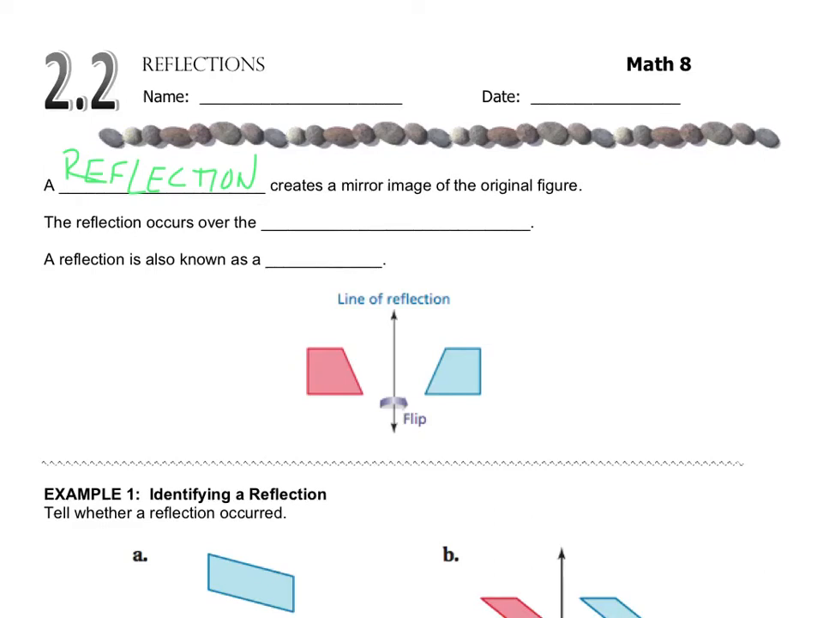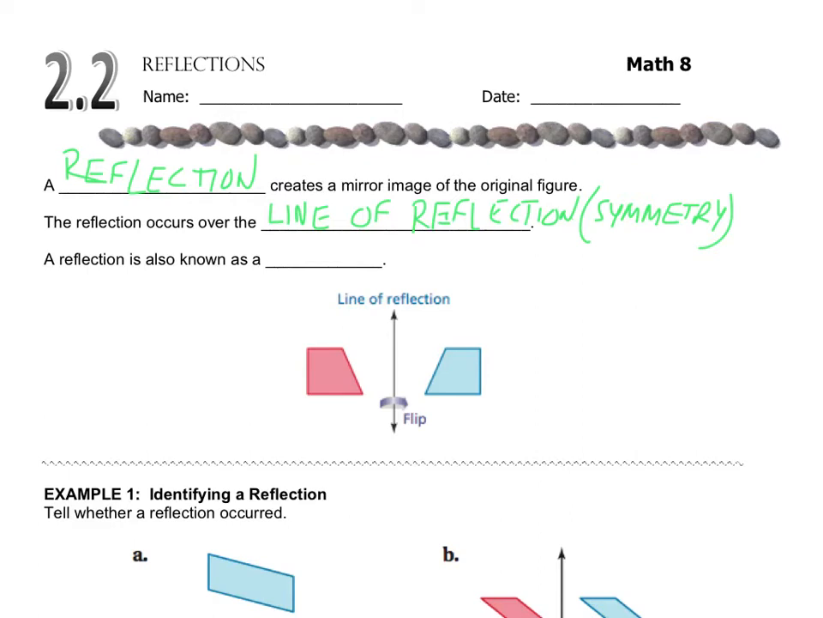Today we're going to talk about reflections. This is another one of the transformations that we started talking about with our translations. A reflection, though, creates the mirror image of the original. The reflection occurs over what we call the line of reflection, also sometimes called the line of symmetry.